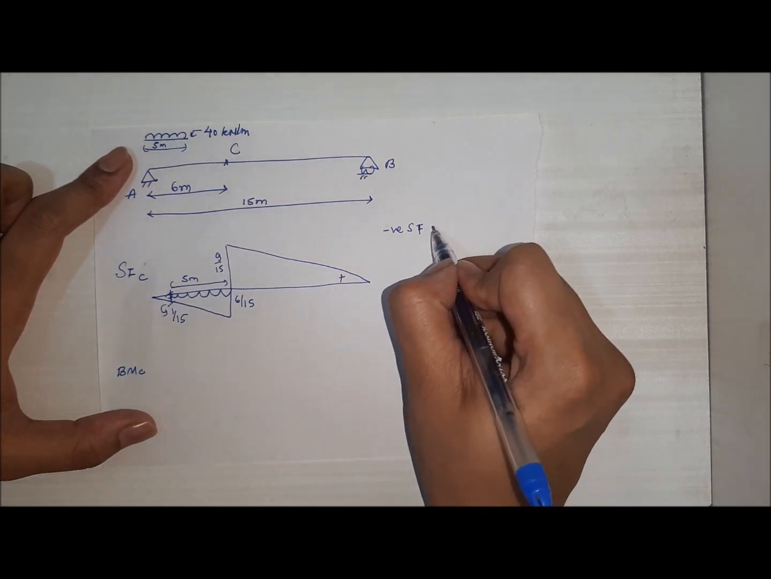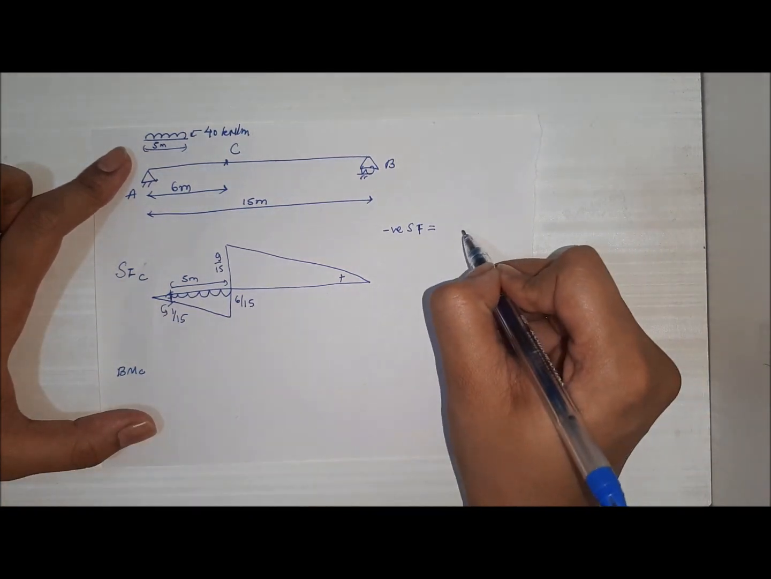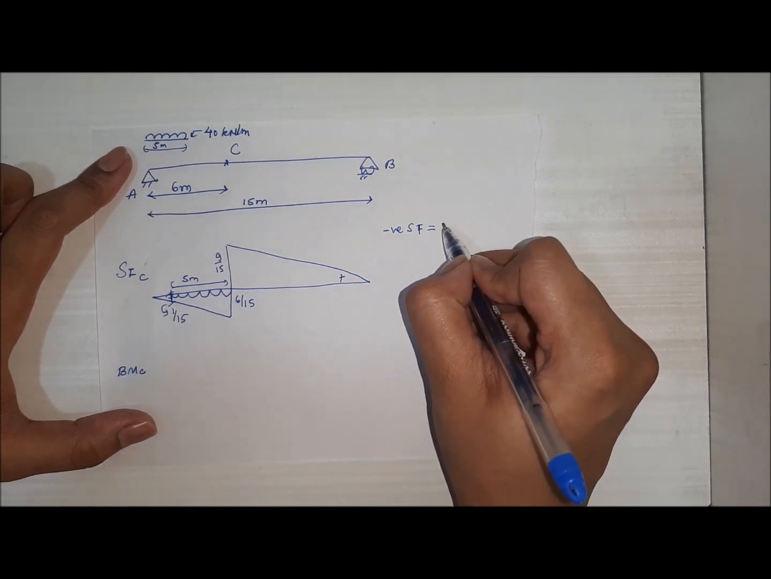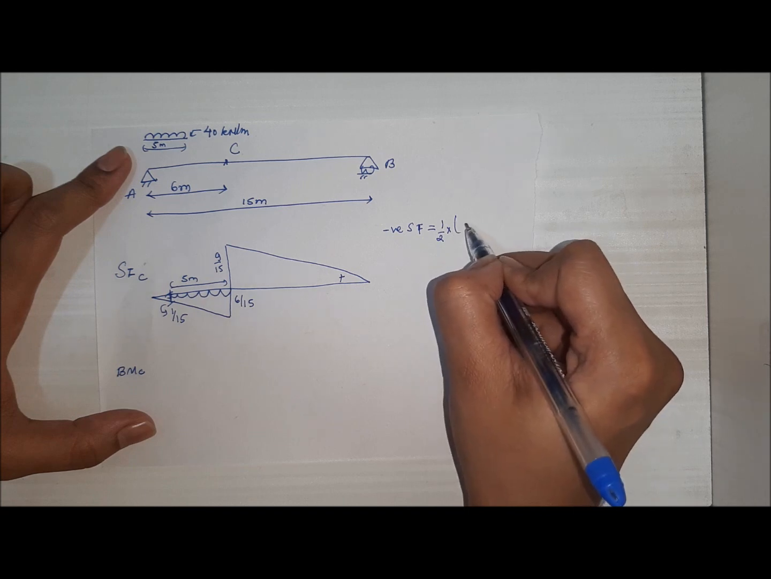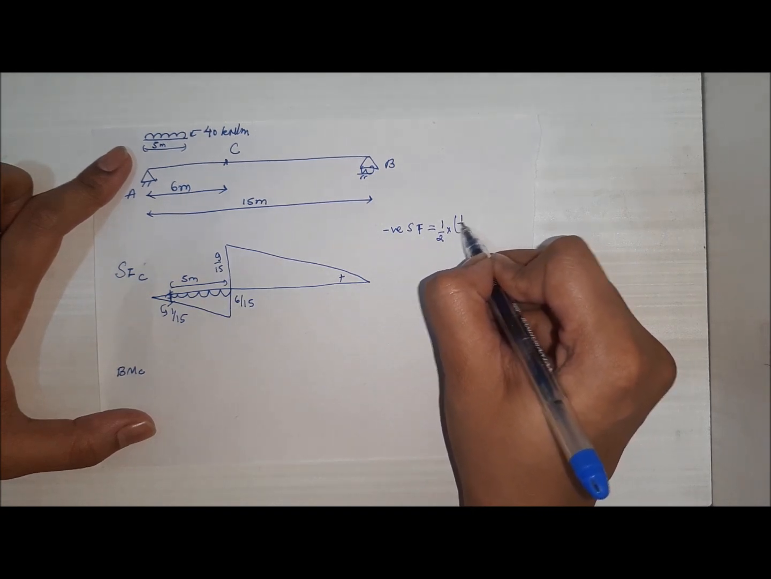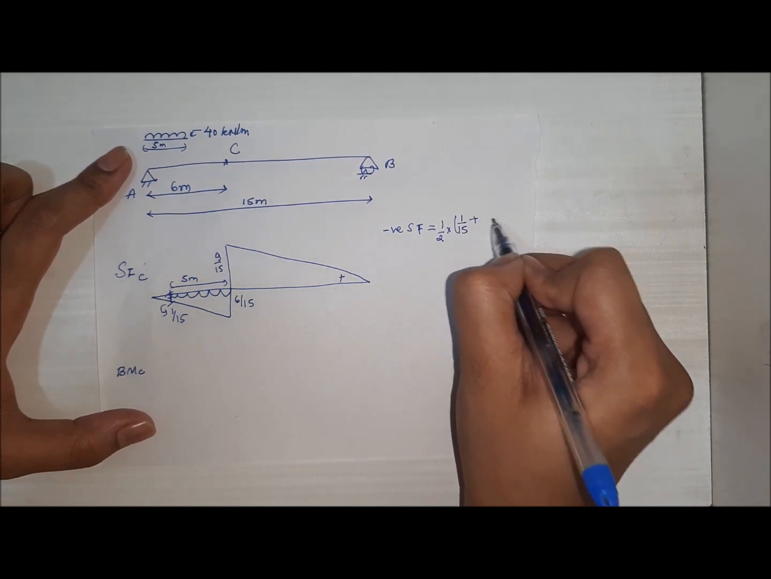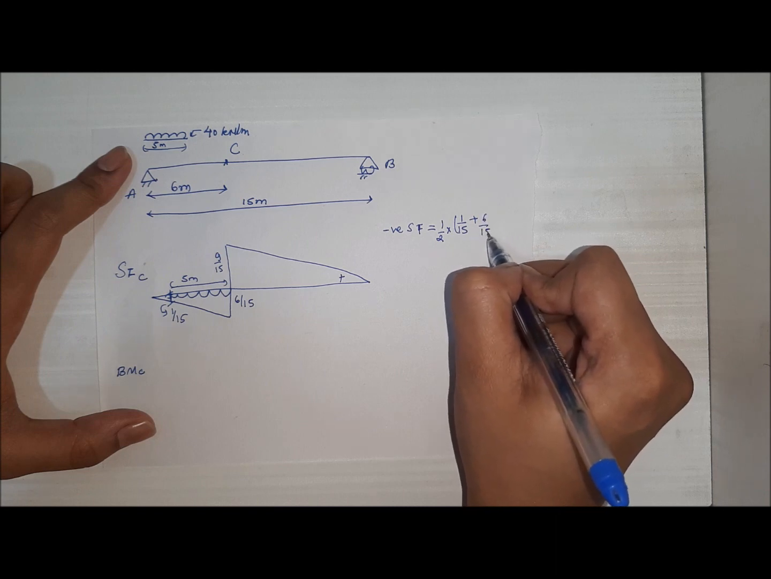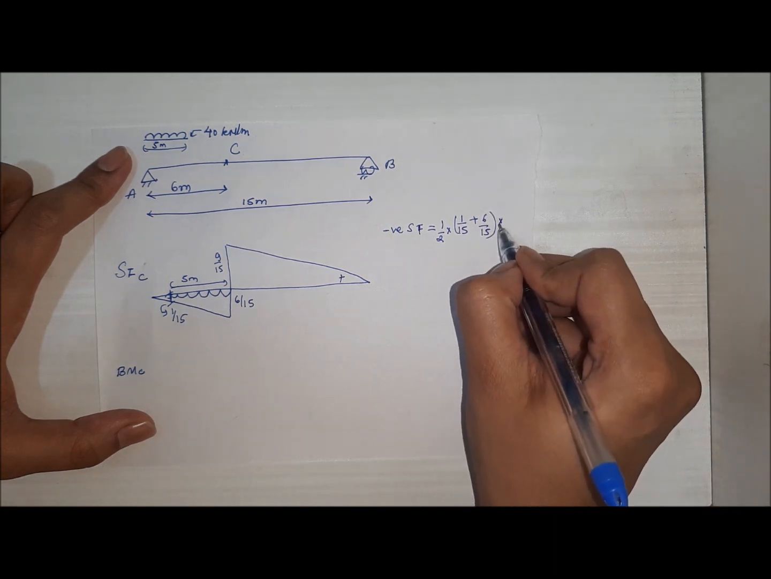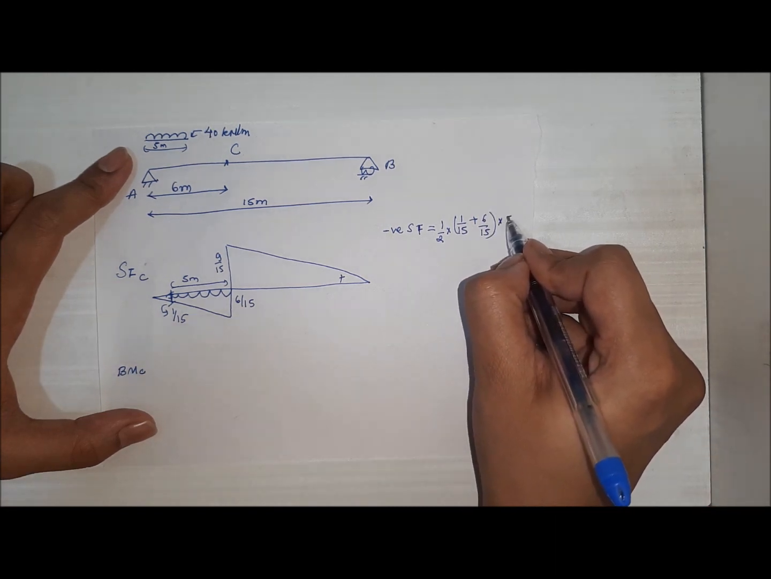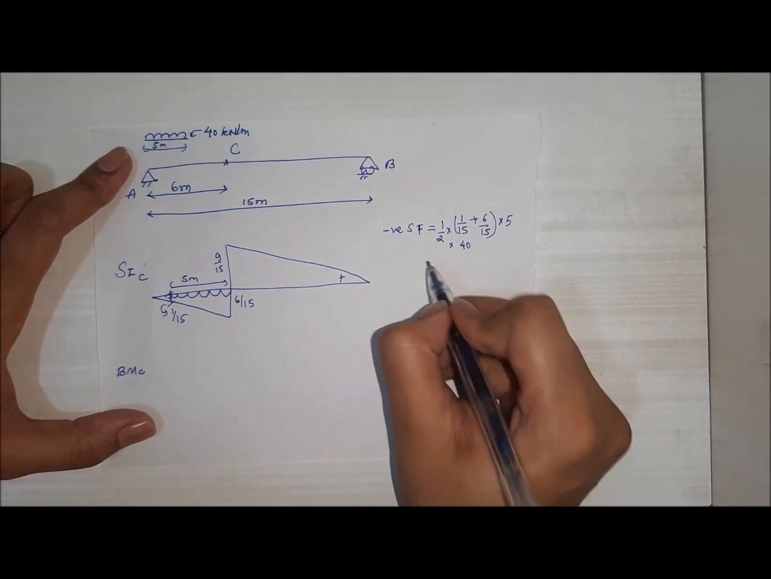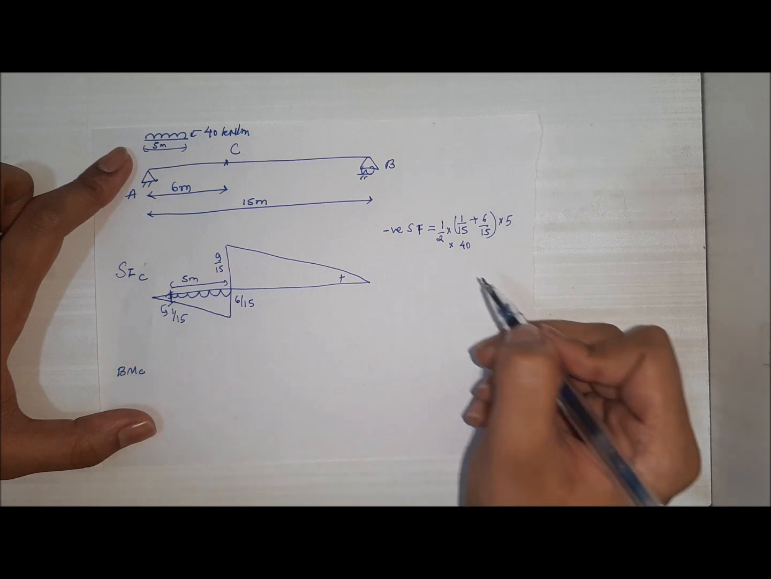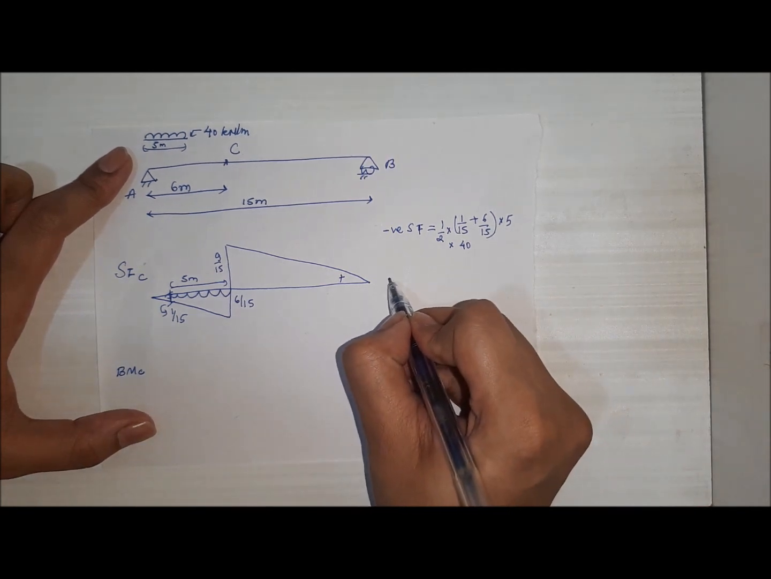To find the negative shear force, we have to find the area under the load. That is a trapezium area: half into the sum of parallel sides, that is 1 upon 15 plus 6 upon 15, multiplied by the base, which is 5, into the UDL, which is 40. This will give us the negative shear force.